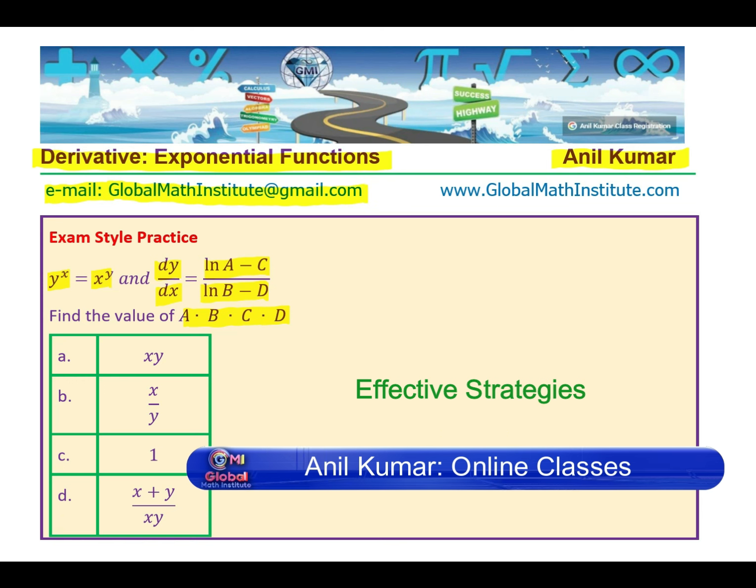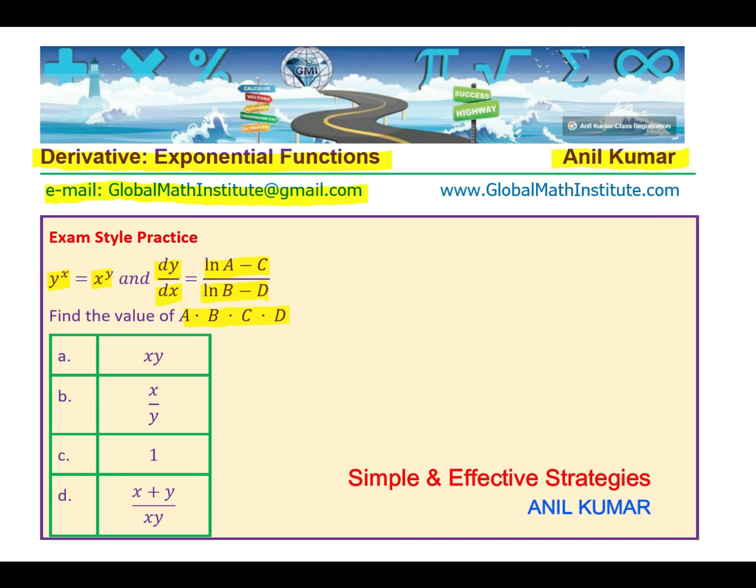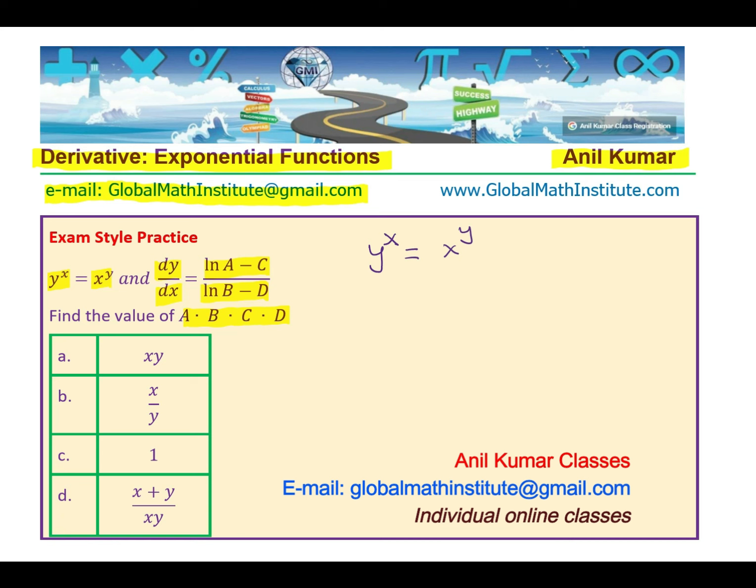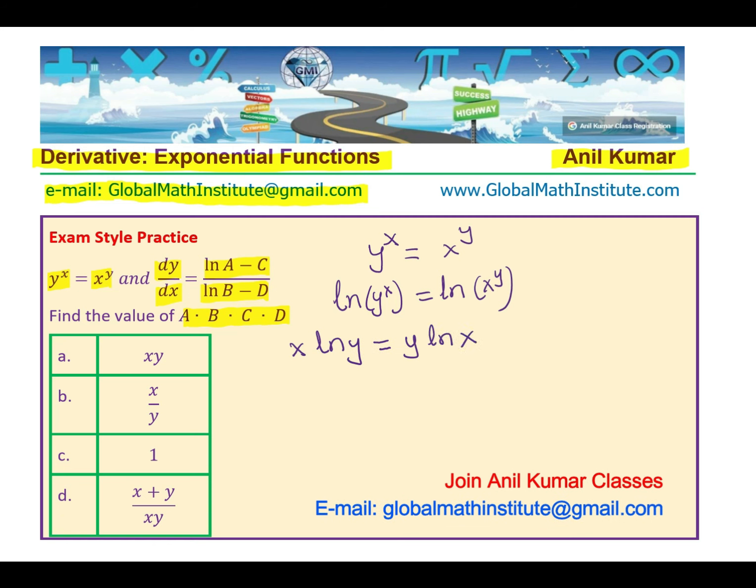Now, let's look into the strategy which we can adopt to solve such questions. We are given that y to the power of x is equal to x to the power of y. Bases are different, a difficult exponential equation which looks very simple. What we can do now is take log both sides. So ln of y to the power of x equals ln of x to the power of y. That basically becomes x times ln y equals y times ln x.